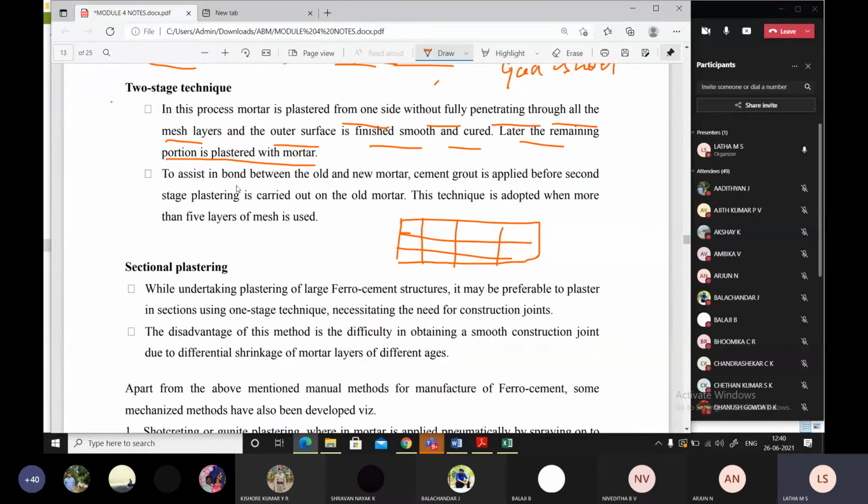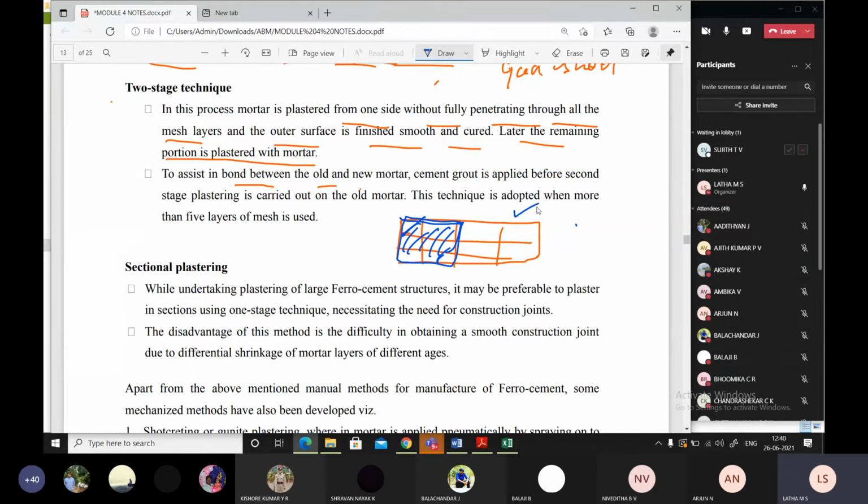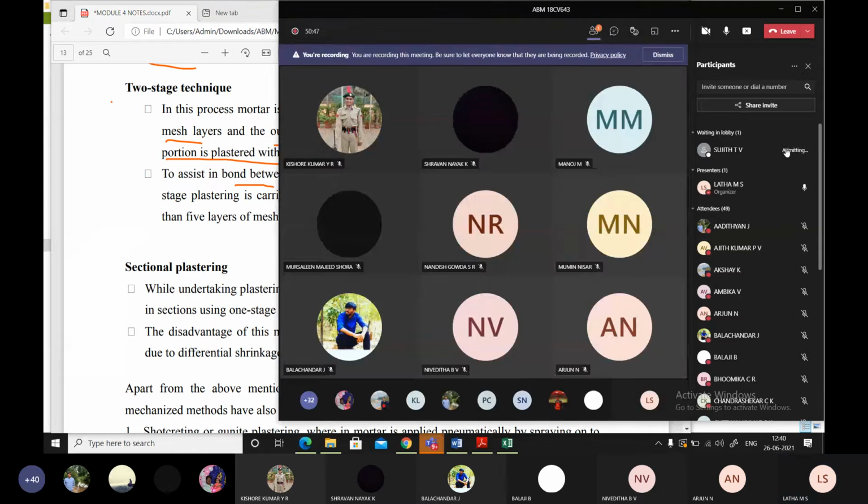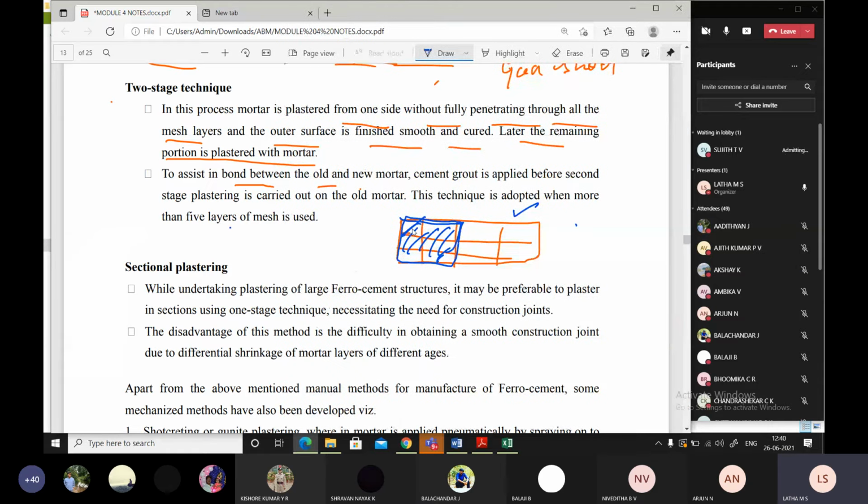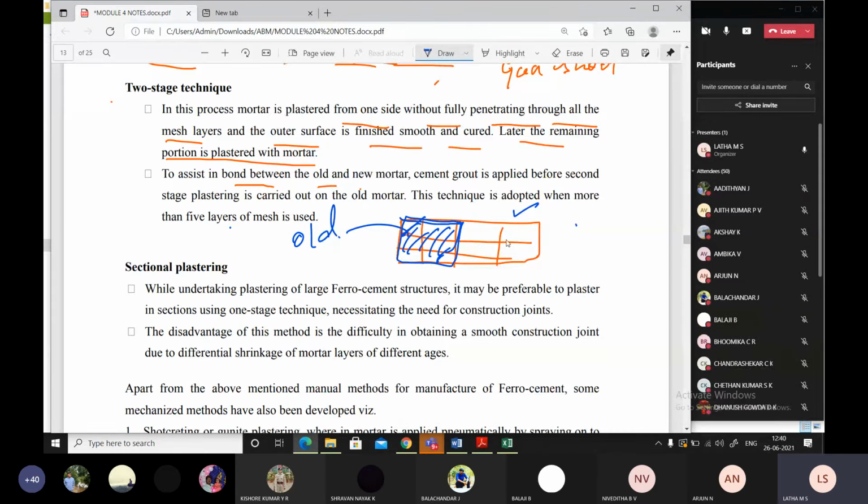So to assist in bond development between the old and new mortar, suppose I'm doing the plastering of this steel skeleton today, and tomorrow I'll be doing the next layer. What happens? If I'm doing it tomorrow, this becomes old, because it is old by one day. And today, if I'm starting the plastering, this becomes new.